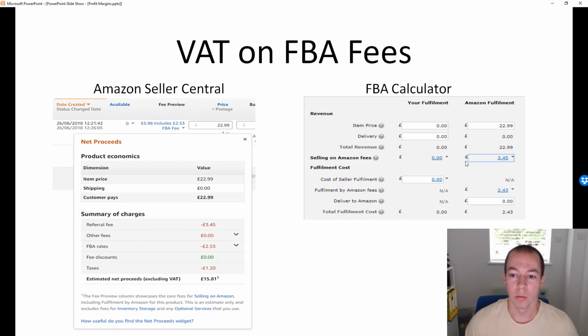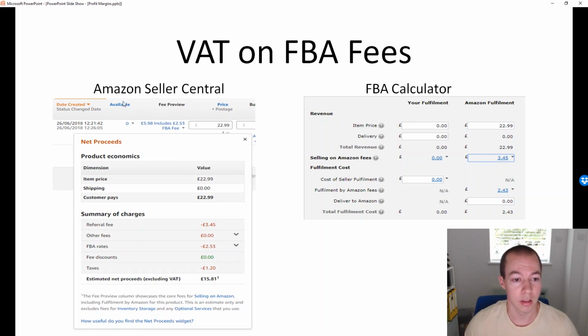So if we look on the right hand side, this is based on the product I'm going to be selling at a list price of £22.99. The selling on Amazon fee is £3.45 because that's a 15% fee of whatever the list price is. And then you've got the fulfillment by Amazon fee at £2.43, and that varies depending on the weight and size of the product, and also whether you require monthly storage. So based on that, you think your overall FBA fee is going to be just under £6, but it isn't, because it doesn't include VAT.